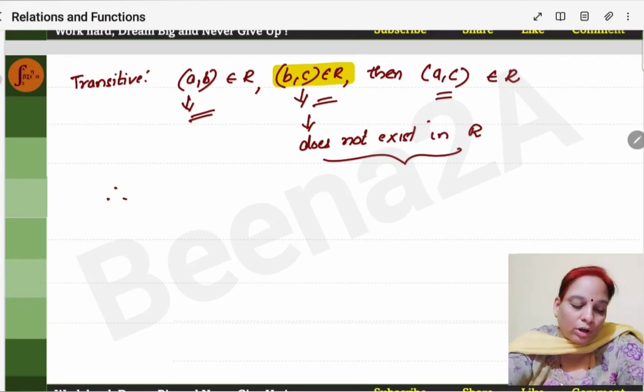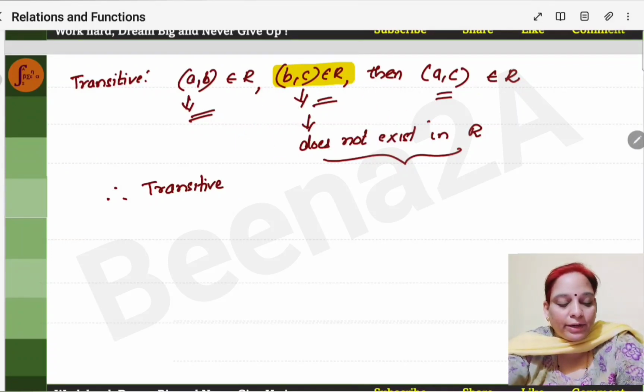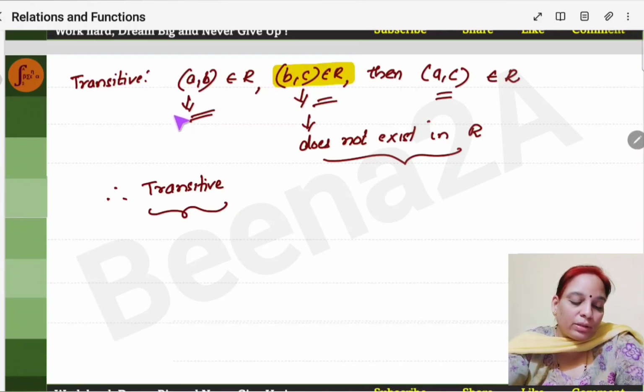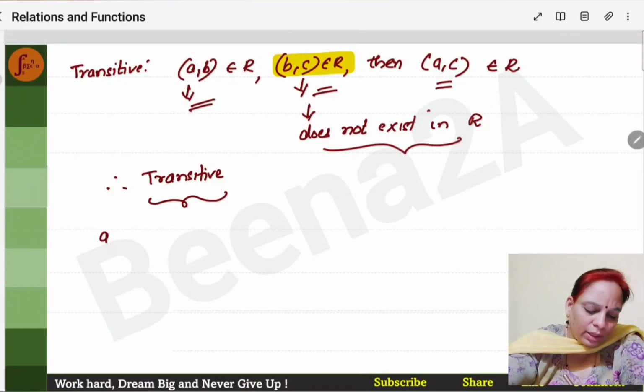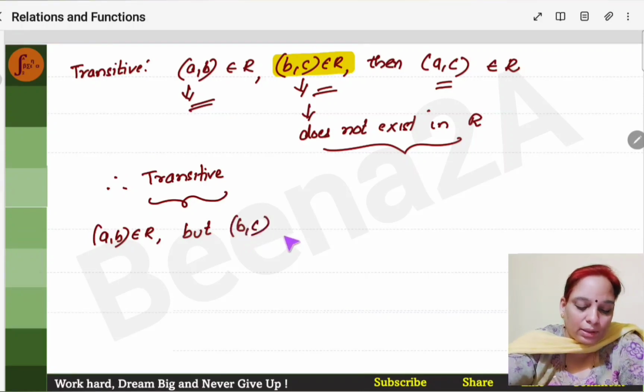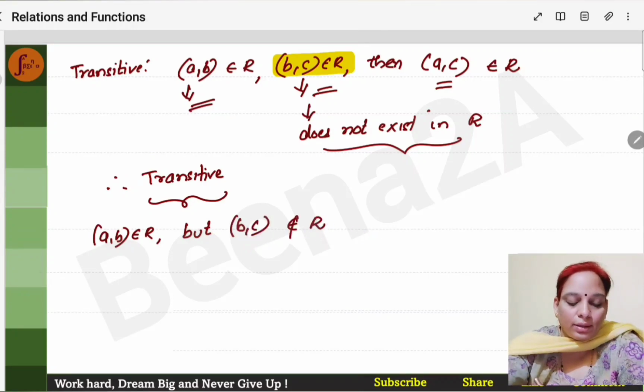Therefore, you will not call it not transitive. You will say it is transitive, because you cannot validate. Since you cannot figure out, you cannot conclude that this is not transitive. So you will say this is transitive because you cannot verify. Because B comma C is not there at all in that list. Therefore, since you cannot verify, you should write A comma B belongs to R, but B comma C does not belong to R. Therefore, R is transitive.